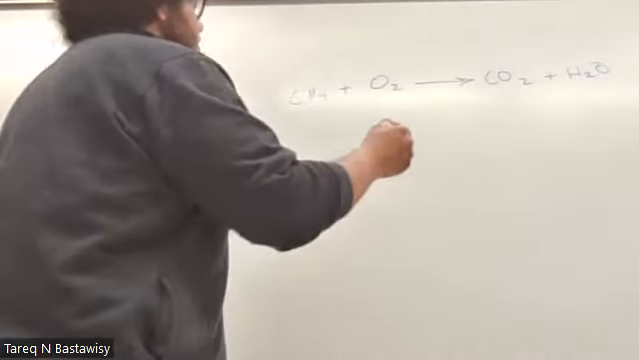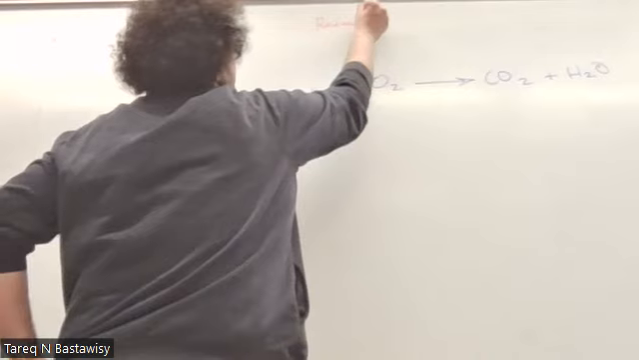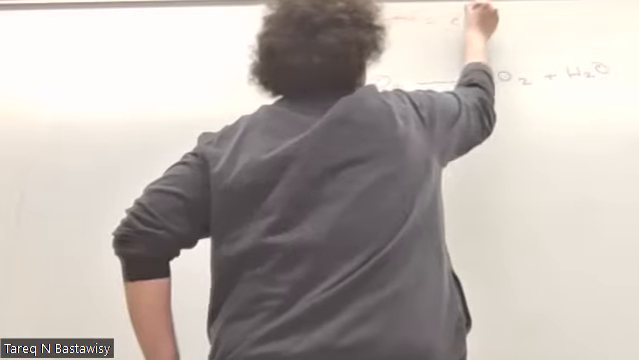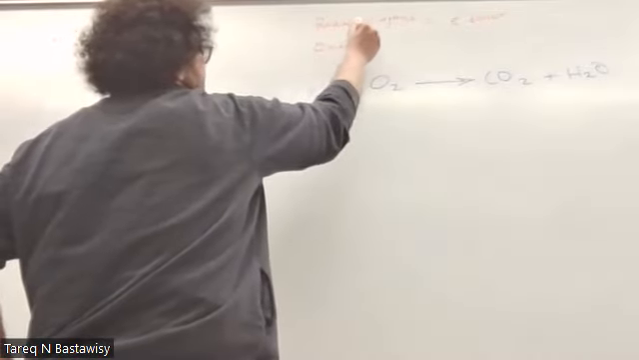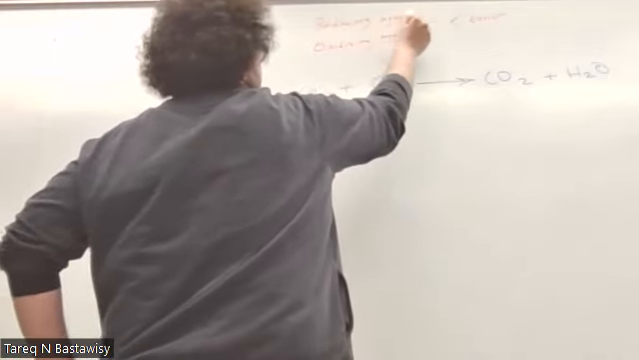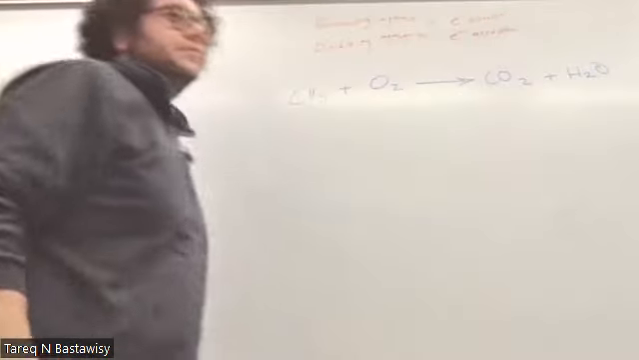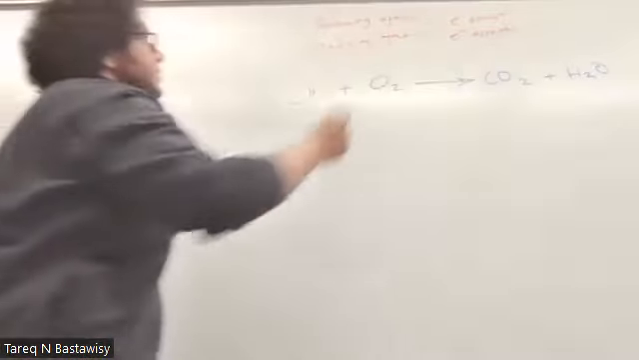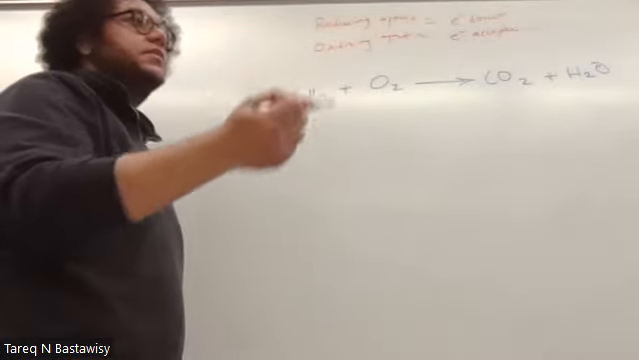Before we start, the first thing you need to keep in mind is that a reducing agent is an electron donor, and an oxidizing agent is an electron acceptor. Keep that in mind. So how do we define whether something is a reducing agent or an oxidizing agent? We look at the oxidation number.